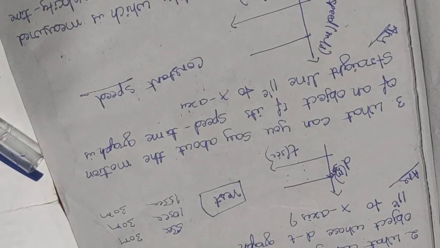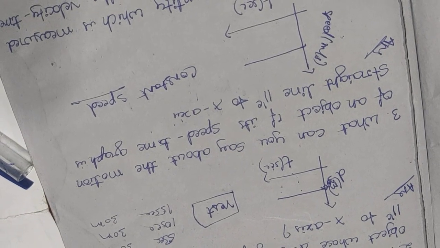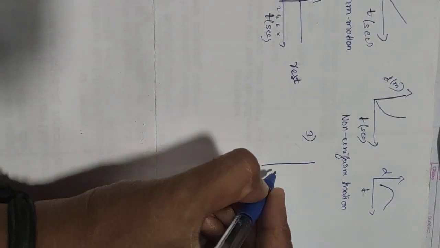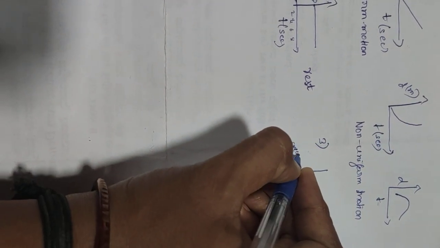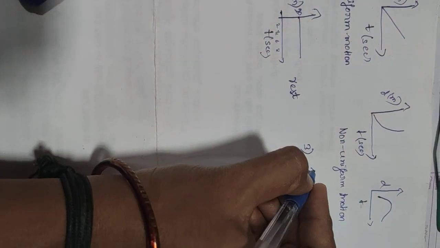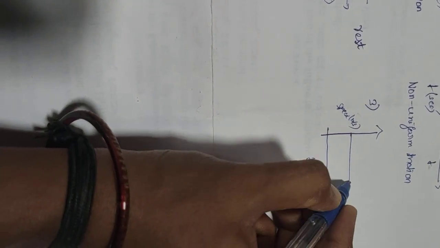So third question, what can you say about the motion of an object if its speed time graph is a straight line parallel to the x-axis? This is the same as before, but here they have given a speed-time graph. So the speed or velocity you can consider in meters per second, and the time in seconds. In this graph, whatever the motion of the object is, that line is parallel to the x-axis.